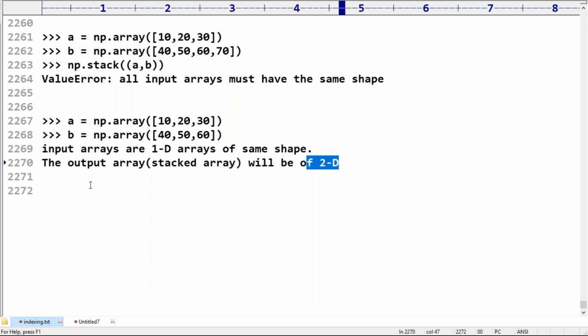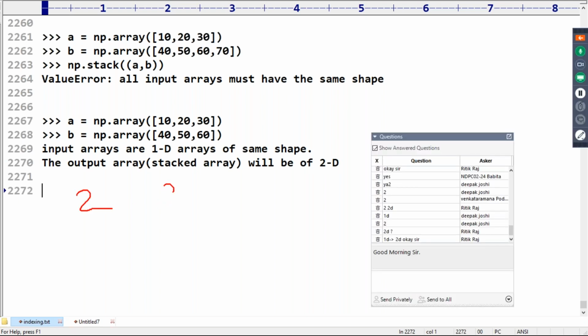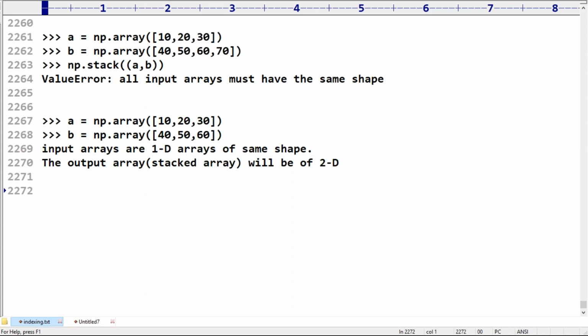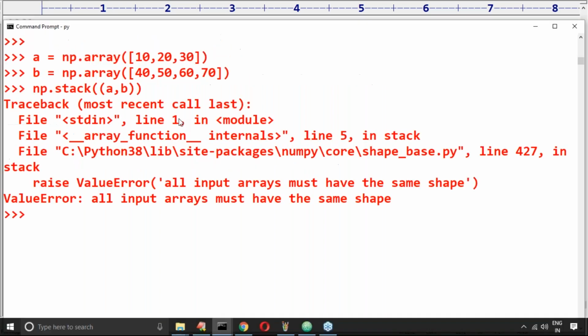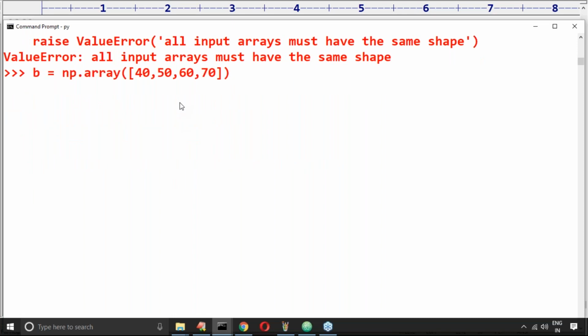If I stack two-dimensional arrays, with two 2D arrays as input, what is the output array? The output array is a 3D array. Remember carefully. Now listen carefully, this is very important. Understanding this is the bigger problem. Now a is ready and b is ready, and both have the same shape.